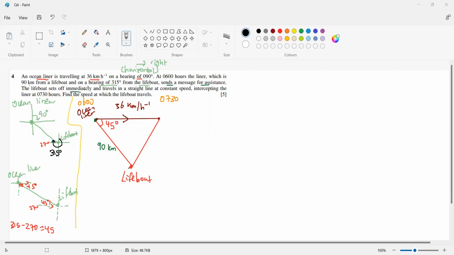The lifeboat sets off immediately, no time lost, travels in a straight line at constant speed, intercepting the liner. So this is the point of interception. I just put intersection, same thing, mathematically the same. That means it's at constant speed, and we need to think about now at 0730 hours. So now it makes sense why I marked it there.